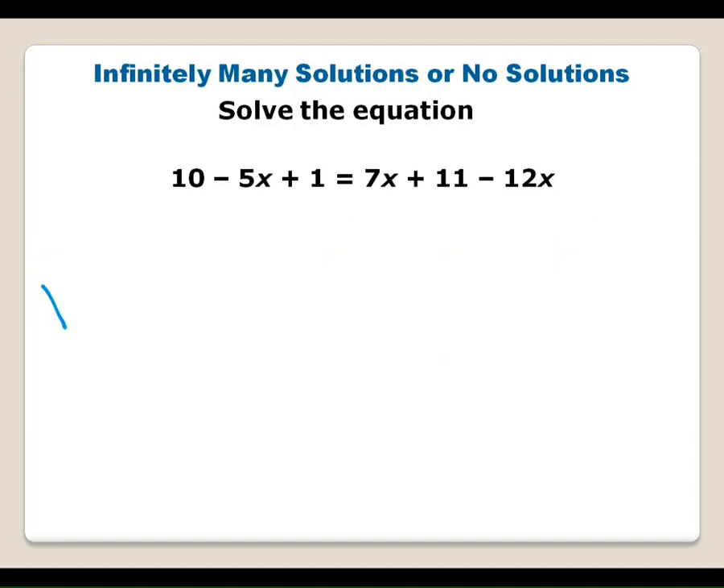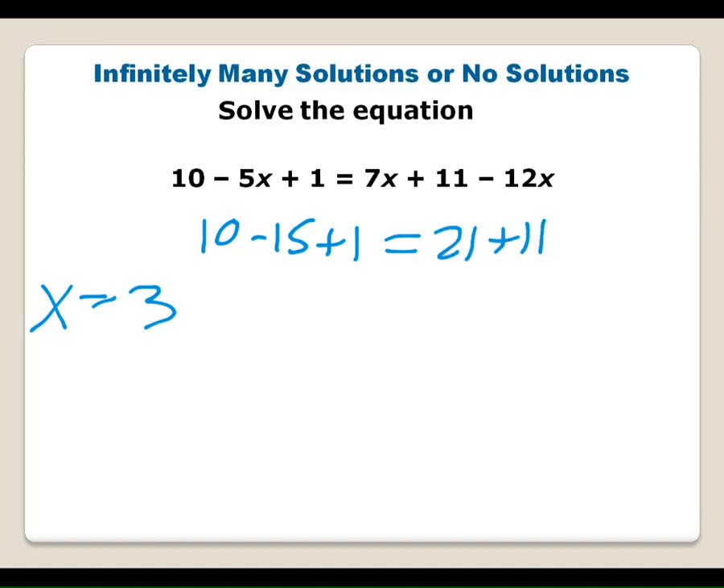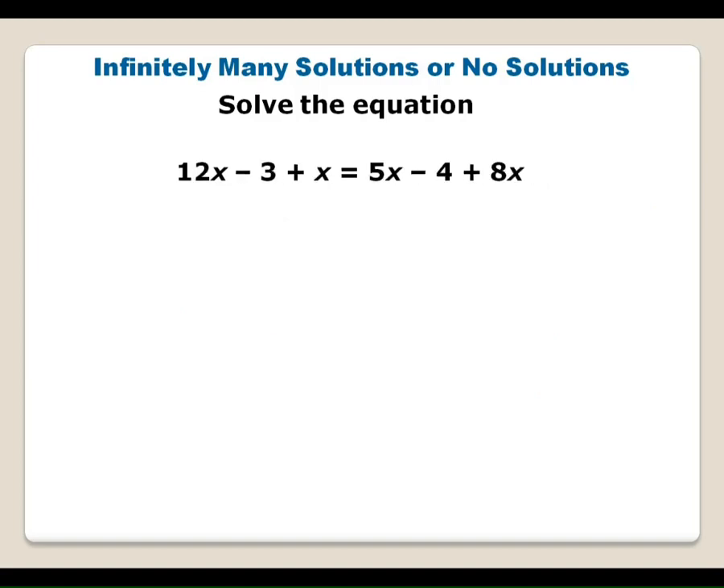What about if I plug in x is 3? Well, that becomes 10 minus 15 plus 1 equals 21 plus 11 minus 36. Well, this is negative 5 plus 1 is negative 4. This is 32 minus 36 is negative 4. That also works. That's true. See how that works? There's infinite solutions. You can plug in whatever you want for x here. The problem's going to be true. Okay? So that happens sometimes if your variable goes away.